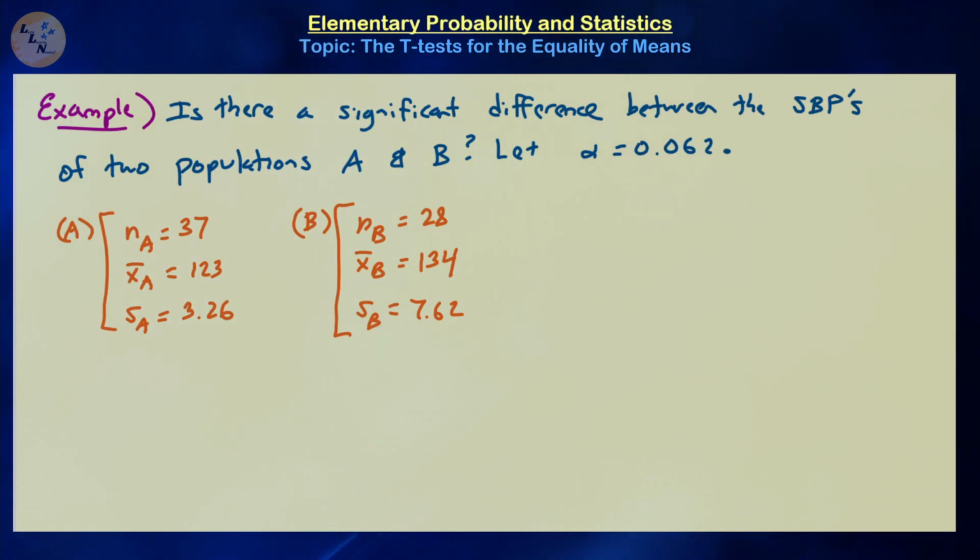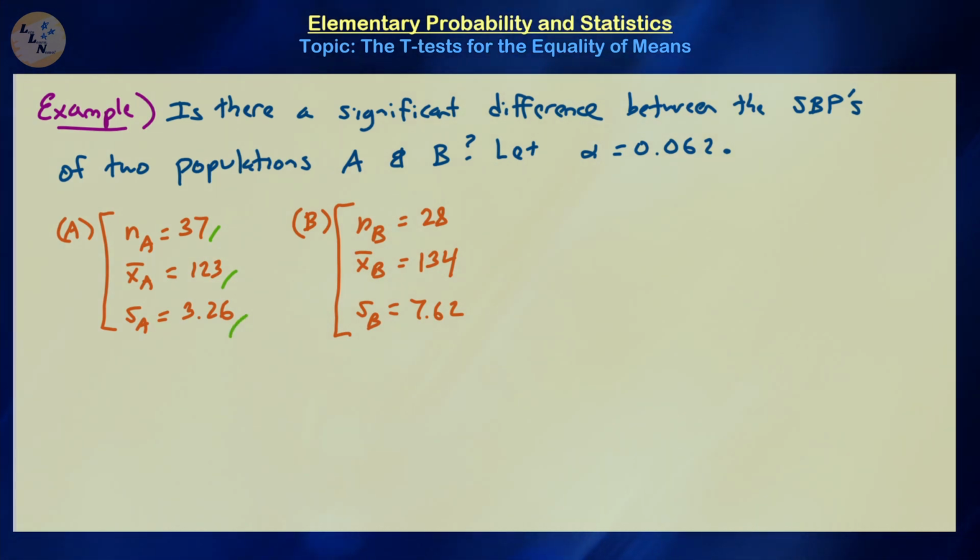So let's assume we're interested in determining if there is a significant difference between the systolic blood pressures between two populations A and B. Let's assume we're working under this alpha level. So what we're going to do is grab a sample from A, and let's assume we grab 37 people, measure their blood pressures and take the average. Let's assume we get 123 millimeters of mercury with a standard deviation of 326.